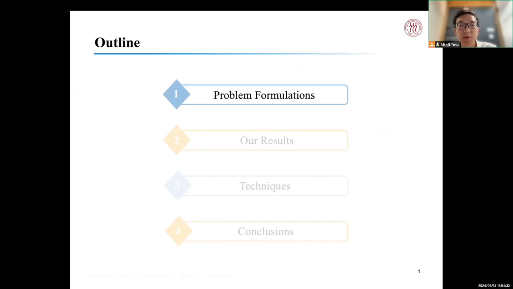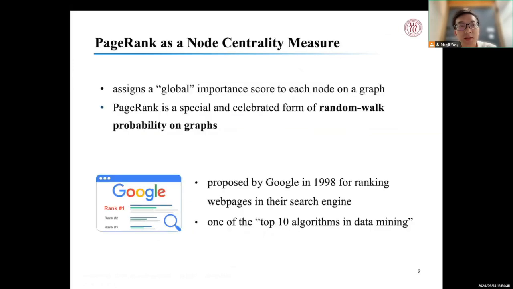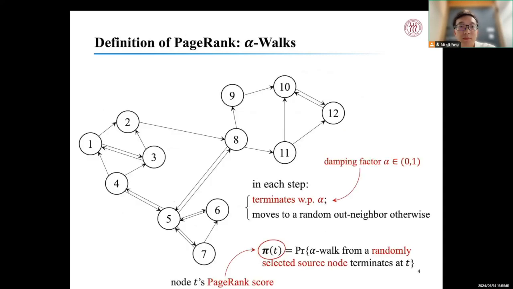So let me start with the problem formulations. As you know, PageRank is a famous node centrality measure on graphs. It assigns a global importance score to each node on the graph based on the graph structure, and PageRank is a special and celebrated form of random walk probability on graphs. Historically, PageRank was proposed by Google in 1998 for ranking web pages in their search engine, and it is also considered as one of the top 10 algorithms in data mining due to its importance.